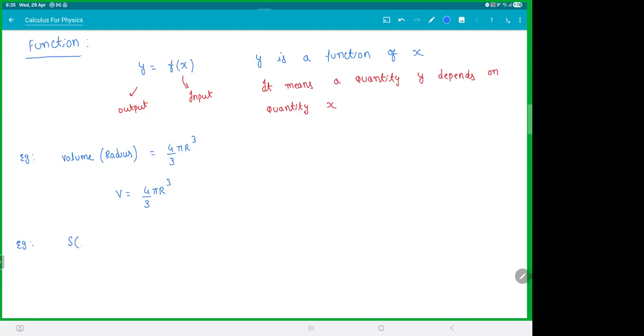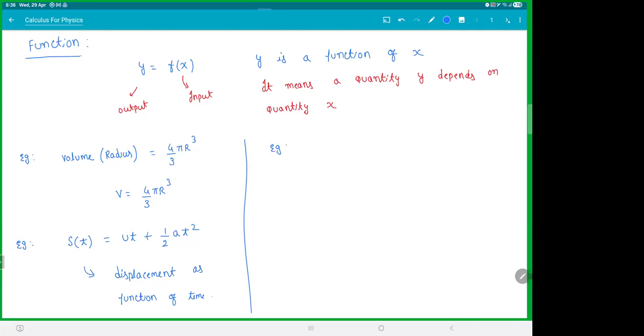Similarly, S of t. This is your ut plus half at square. I'm sure you have seen this equation in school. So this is actually displacement as a function of time t. Your displacement is depending on time. So you have seen functions before, you just didn't realize that is what they're called. Right? So, more examples.